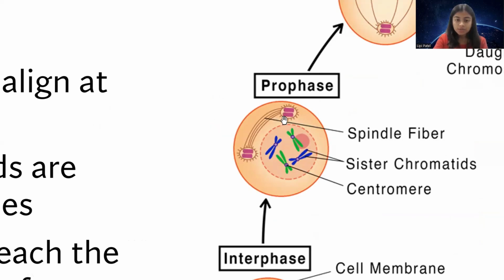So these two structures are the centrioles, and this is the spindle fiber. The dotted line over here is the nuclear membrane. The blue chromosomes are from one of the parents, and green ones are from the other parent. The black dots in the middle are centromeres.